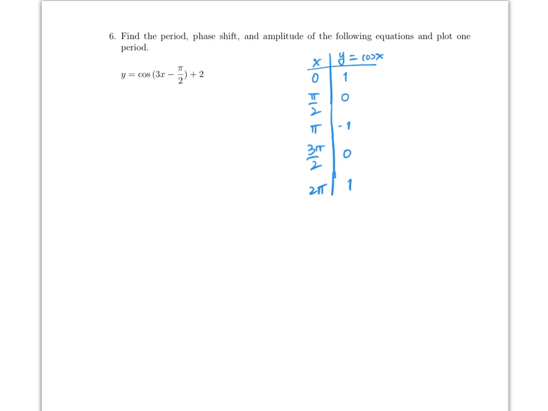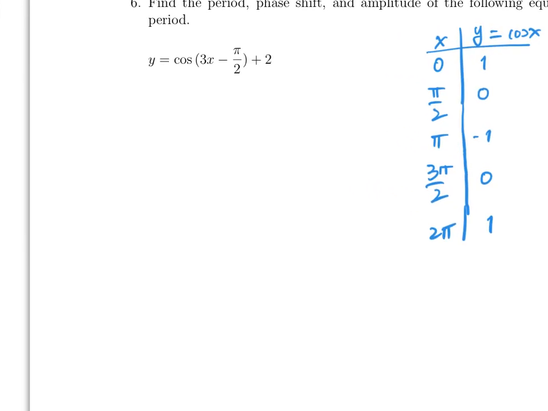Remember, the way we did this problem before was that you had to solve for essentially these values and create a new table. So this is what we did last time. You start with 3x minus pi over 2 equals 0. Then you solve for x: 3x equals pi over 2, which means x equals pi over 6. You should check the algebra on this. Now 3x minus pi over 2 has to equal pi over 2. So you'll have 3x equals pi, which means that x equals pi over 3.